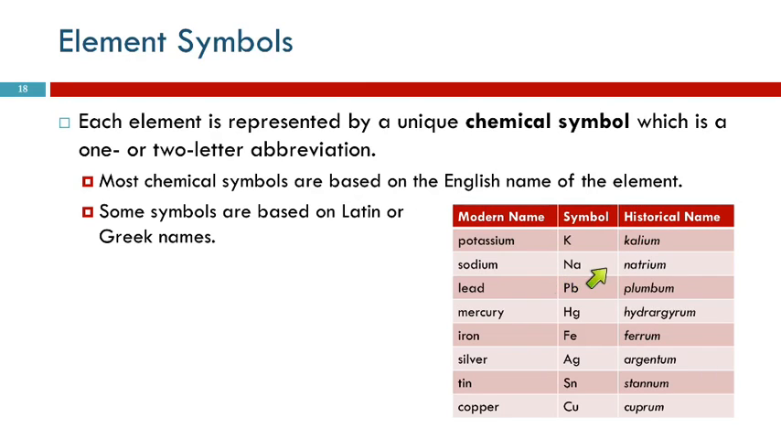Sodium is Na because its original name was natrium. Those are the first 2 letters of the historical name, but we don't call it natrium anymore. We call it sodium. Lead is Pb because it was originally called plumbum. It's not a coincidence that plumbers are the people who work with pipes. Pipes used to be made out of lead. So a plumber worked with lead, right? And so those are some examples of where the funky symbols came from.